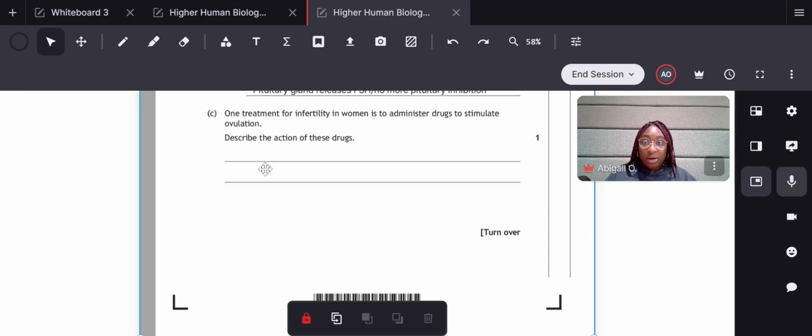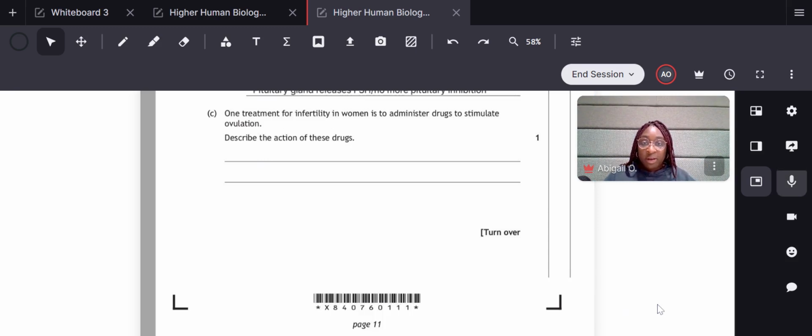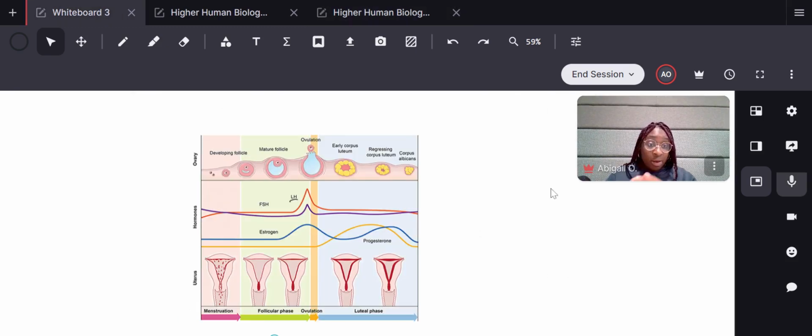And finally here, one treatment for infertility in women is to administer drugs to stimulate ovulation. Describe the action of these drugs. So if you're trying to stimulate ovulation, again, it's really good to have a diagram like this. If you're trying to stimulate ovulation, you're trying to do what? You're trying to increase FSH so that you can have a nice developing follicle. Then you want to increase LH so that you can actually rupture that follicle and cause an ovulation to take place.